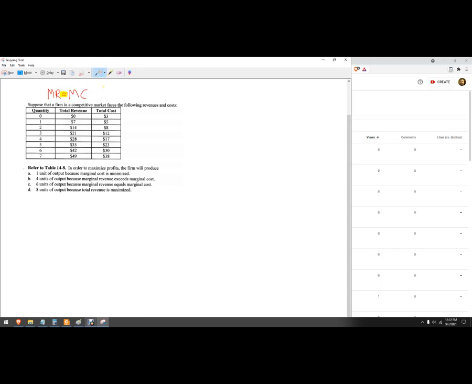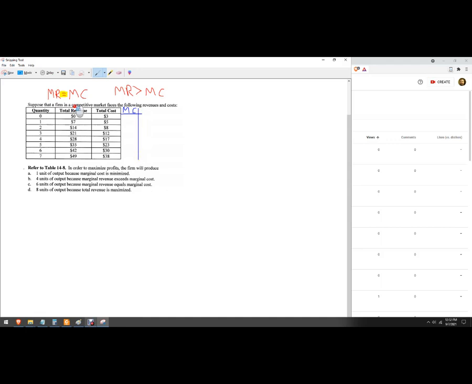So you want to produce up until the last unit where marginal revenue is still higher than marginal cost. You could run into something where they don't equal exactly, just like in the real world. We've got this quantity, total revenue, total cost. We can use this to calculate marginal revenue and marginal cost. I'm just going to put a little column right here for marginal cost.